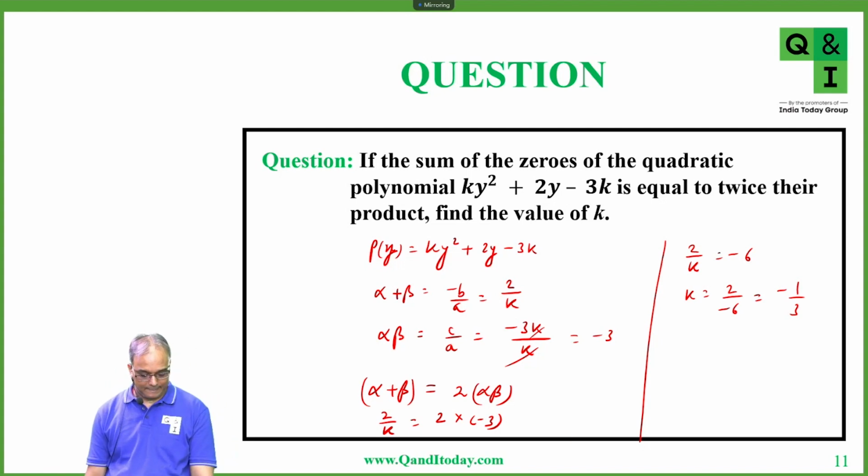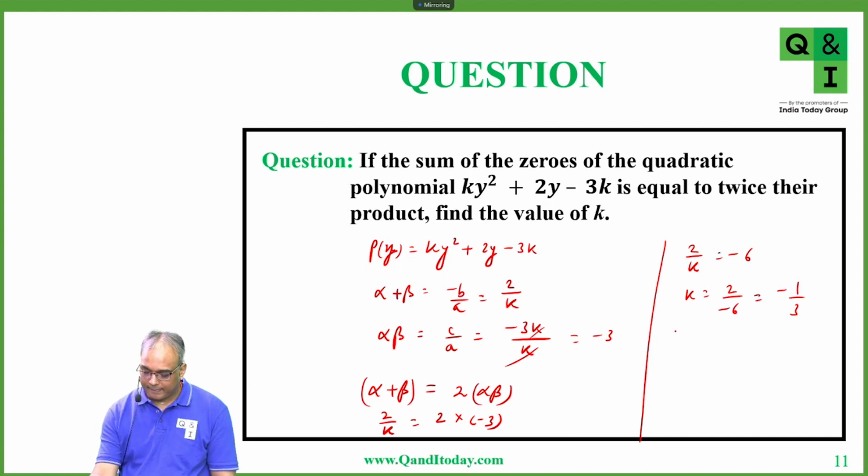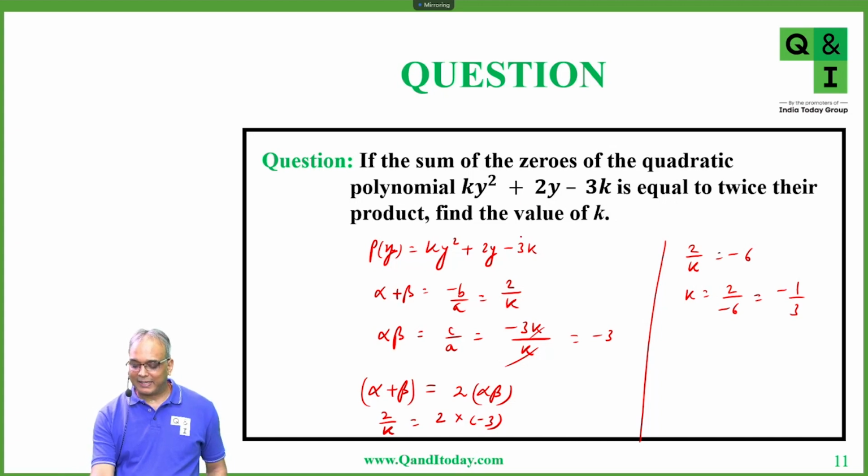So alpha plus beta is minus 2 by k. Yeah. So alpha plus beta is minus b by a, yes, yes. We missed the negative sign here. Right. So this is going to give you minus 2 by minus 6, that is plus 1 by 3. Correct.